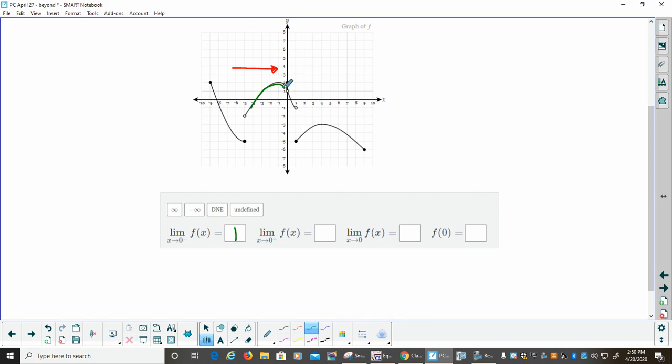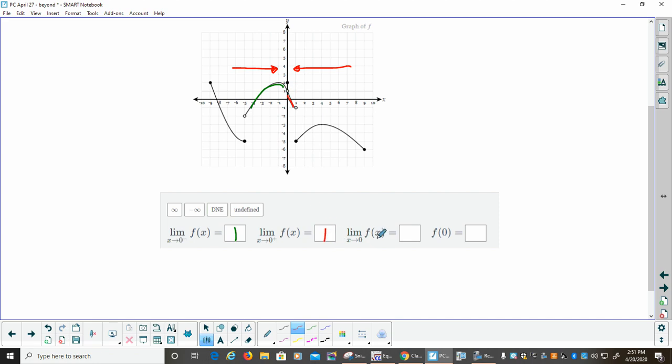It's as you get closer and closer to the value of 0 for the x value, what are your y values getting closer and closer to? They're getting closer and closer to the value of 1. As you come at 0 from the right side, the y values are increasing up to also the value of 1.